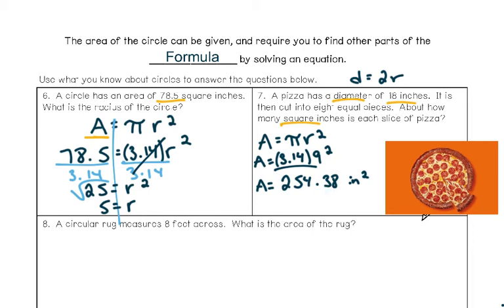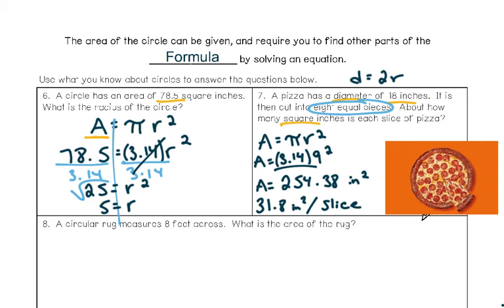But the question was asking about how many square inches is each slice of pizza if you divide it into 8 equal slices. Since I'm dividing this whole area between 8 equal pieces, you need to divide this number by 8. So go ahead and do that. Take a second, put it in your calculator, and then press play whenever you're ready to check. You should have gotten 31.8 square inches per slice.